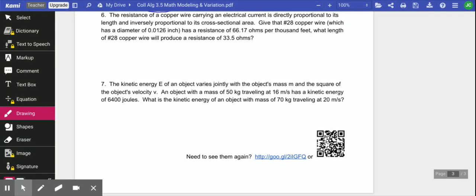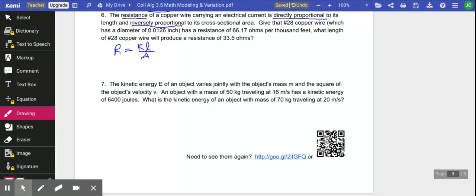For number 6, we have the resistance of a copper wire carrying an electrical current is directly proportional to its length and inversely proportional to its cross-sectional area. Okay, let's write that down. So resistance, I'm going to call that R. So R is directly proportional, so that means it's K times something to its length, so we'll call that L. And inversely proportional, so remember that's K divided by something, to its cross-sectional area. I'm just going to call that A. Okay, so that's the relationship we've got going on.